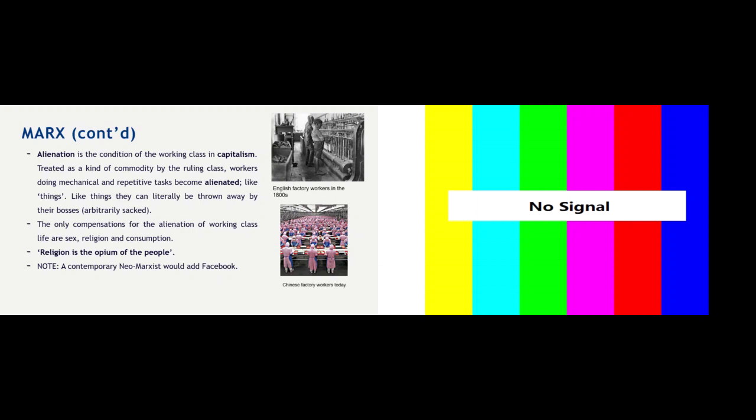So essentially, Marx argues that if you think about the kind of picture that he's painting for the working class, you'd think okay, that sounds absolutely awful. Why do people not just refuse to work in these conditions? Why do they not do something about this? And his argument was that essentially the working class were compensated for this alienation through some of the small good things in life. So sex, religion, consumption. And this is where Marx's very famous quote, religion is the opium of the masses, comes from. He's saying that it keeps people docile, it keeps them within this system, it keeps them from rising up and challenging things.